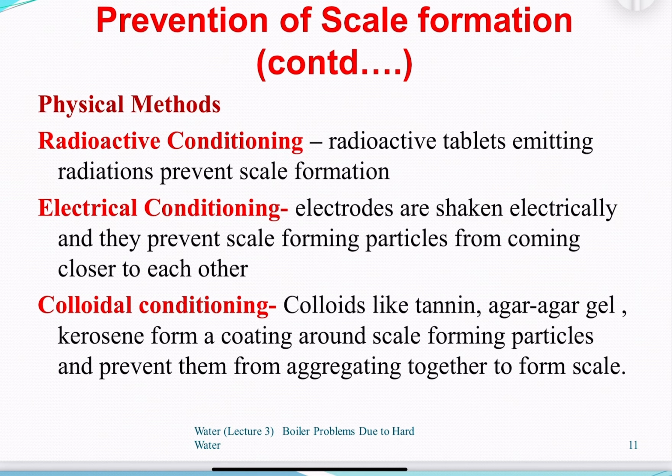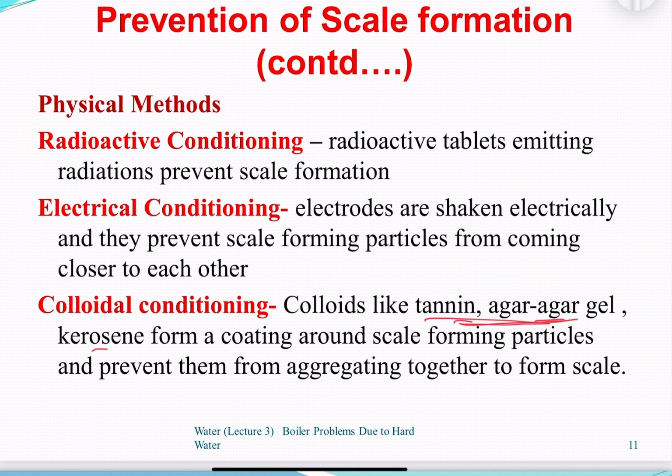Second is colloidal conditioning, in which we add some colloids like tannin, agar-agar gel, kerosene, etc. They form a coating around the scale forming particles. All these are mucilaginous. As a result, the scale forming particles once again will not come very close to one another, and when they do not come close to one another, they will remain in the form of sludges and you can remove it by blowdown operation.